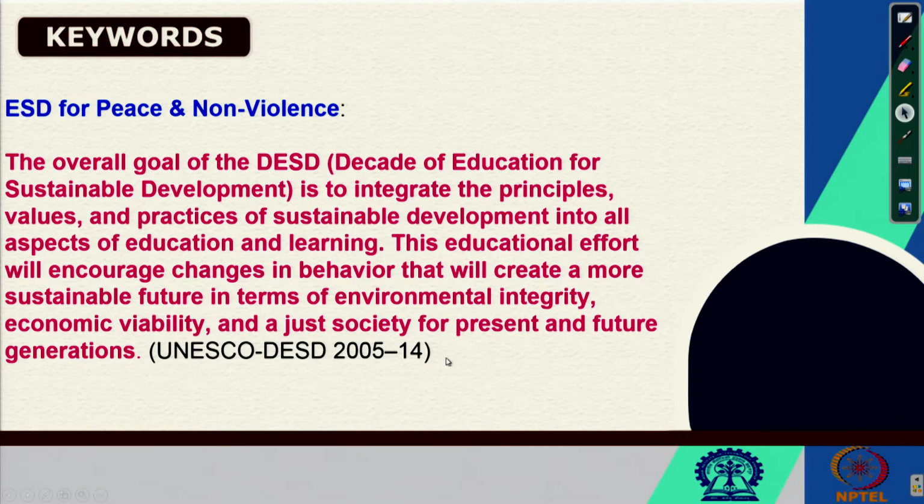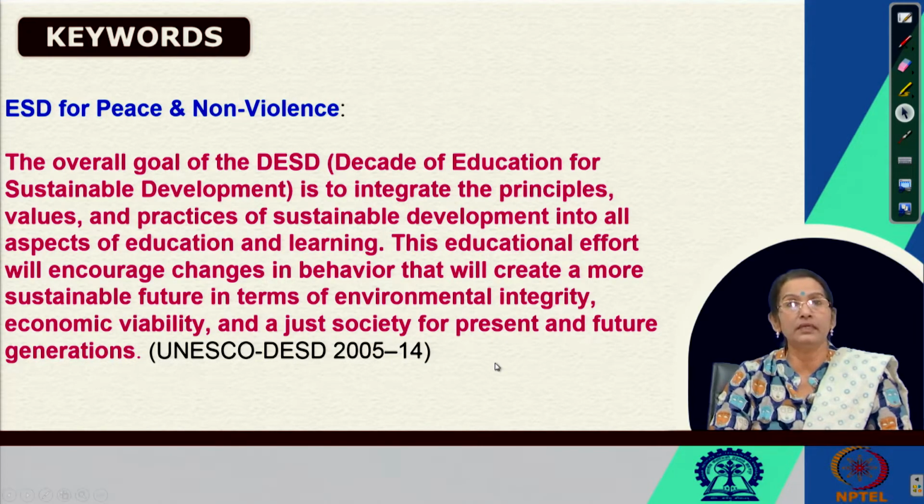It is UNESCO's declaration on the overall goal of ESD, that means prior to 2015, during 2005 to 2014, it was the era of the Decade of Education for Sustainable Development. That phase was called the DESD. During that stage itself, UNESCO said that the overall goal of the DESD is to integrate the principles, values and practices of sustainable development in all aspects of education and learning. Prior to 2015, that is before the SDGs, the era was DESD. There it was also emphasized how important it is to integrate the principles, values and practices of sustainable development in all aspects of our education and learning.